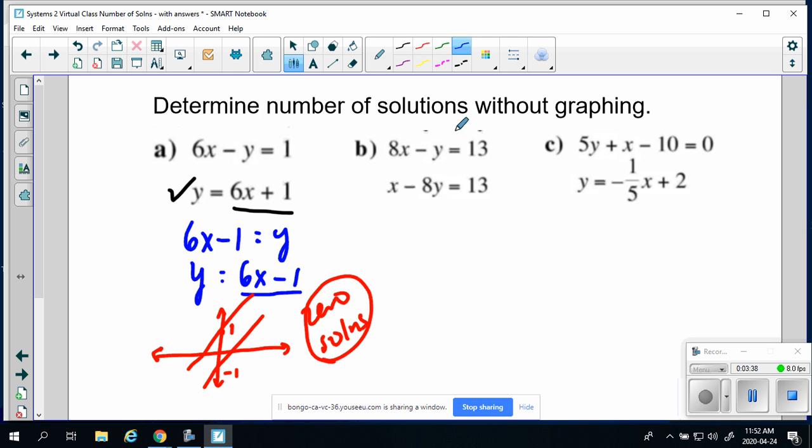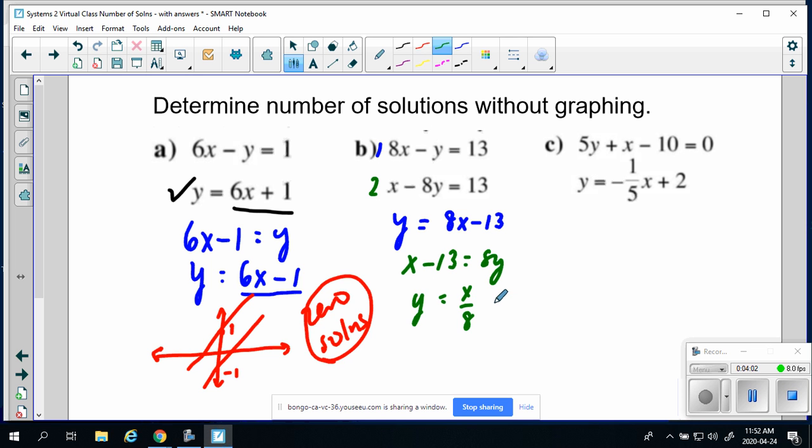If we do the second one, it looks like the first equation is not in y = mx + b format, so I can change that. I believe I can go 8x - 13 will be the first equation. And then the second equation, again, is not in y = mx + b format. So I'm going to move 8y over to the other side. So x - 13 is equal to 8y. Then I'll divide everything by 8. So y is x over 8 minus 13 over 8.